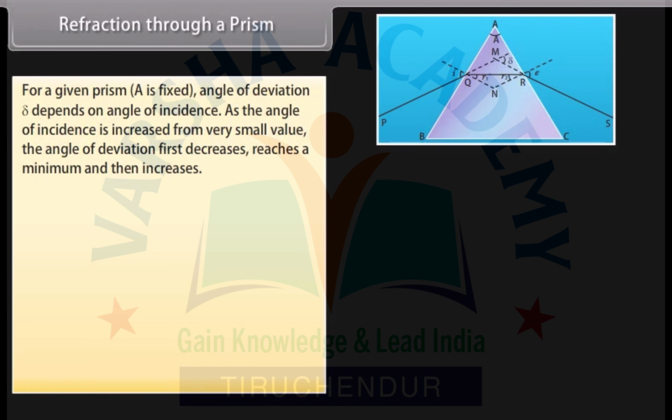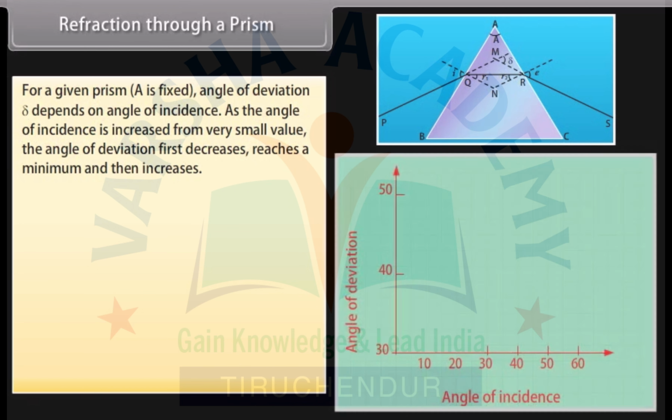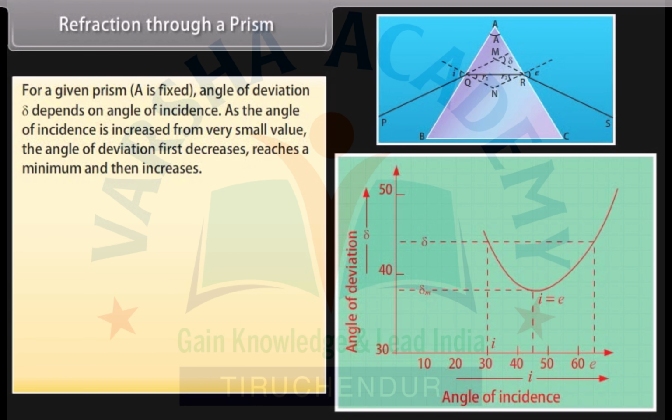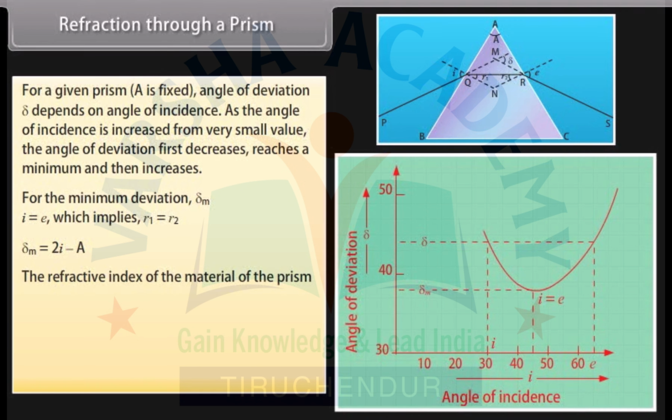For a given prism, A is fixed, and the angle of deviation delta depends on the angle of incidence. As the angle of incidence is increased from a very small value, the angle of deviation first decreases, reaches a minimum and then increases. For minimum deviation, i is equal to e, which implies r1 is equal to r2. Delta minimum is equal to 2i minus A. The refractive index of the material of the prism, n, is equal to sin of (A plus delta minimum)/2 divided by sin of A/2.